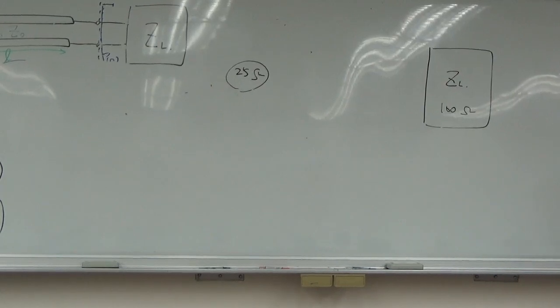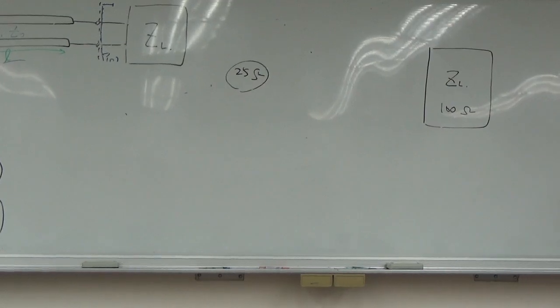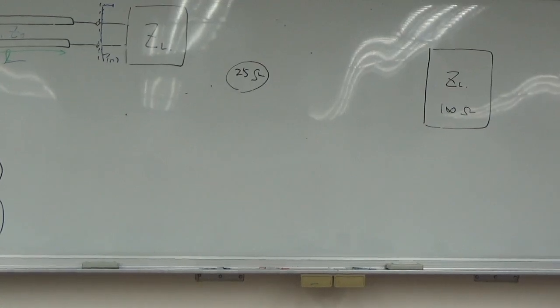Equals to, there is a transmission line with the characteristic impedance Z0. Okay, squared. And what is ZL? 100, yes. So your transmission line should have the characteristic impedance of 50 ohm.